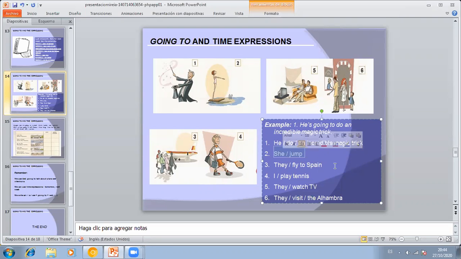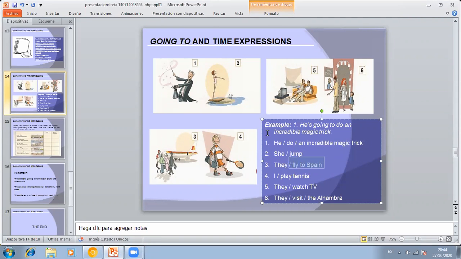Excellent, thank you. Now let's have a different participant here. Orlando, number three. Look at the picture here. And then you have the words. Now give me the plan. They're going to fly to Spain. They are going to fly to Spain. Excellent. Very good. Thank you.